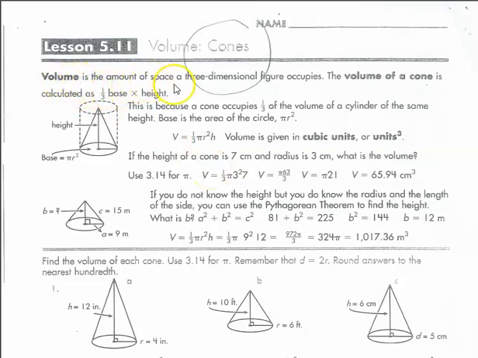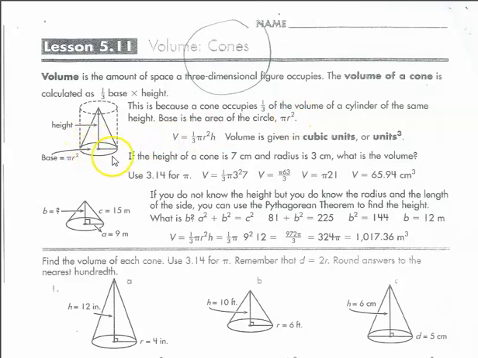Volume is the amount of space a three-dimensional figure occupies. The volume of a cone is calculated as 1/3 times base times height. Another way of saying this is that volume is how much space there is on the inside of that shape. This is because a cone occupies 1/3 of the volume of a cylinder of the same height. Base is the area of the circle, pi times r squared.